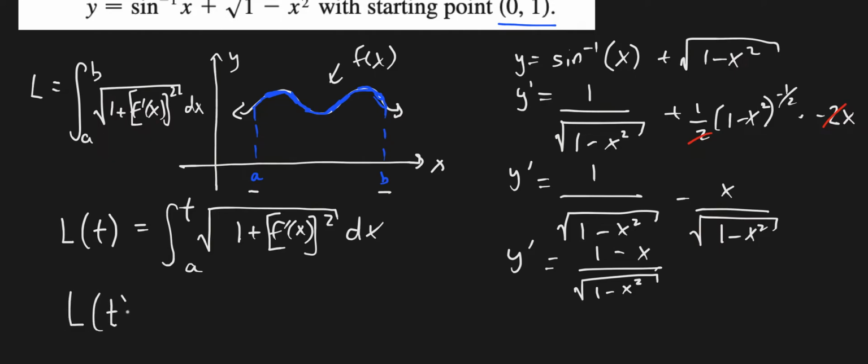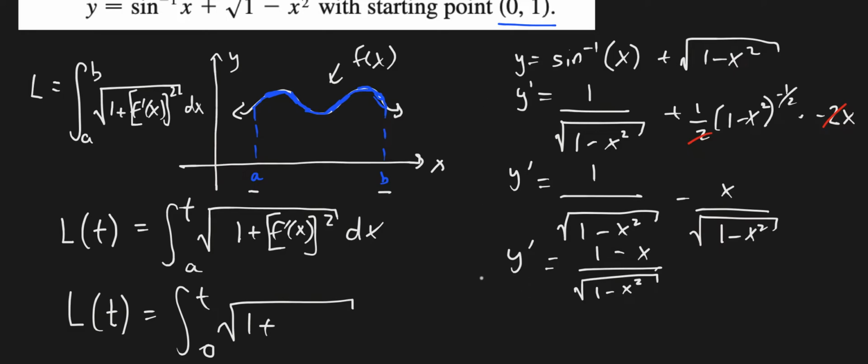So let's use this template to write the function. L of t is equal to the integral from a to t, right? A actually is given to us. It's the starting point. And in this case, we're looking at x's, so we're looking at the x value of the starting point. If we were looking at y's, if it was like g of y, then we would look at 1. But we're looking at 0 in this case. And then that's the square root of 1 plus f prime of x.